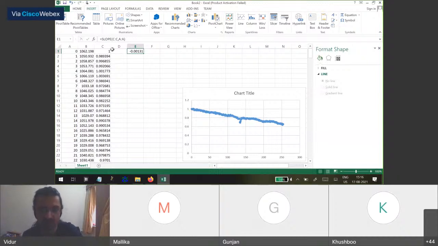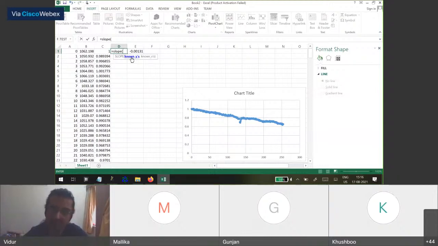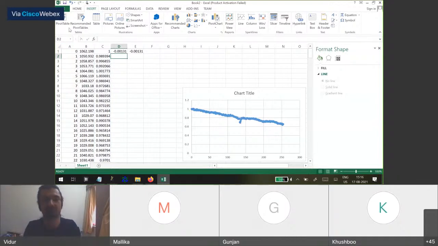So what you do, once you've normalized your intensities, you just have to put equal to slope. And in Excel, this is a wonderful thing where it will take all of your normalized Y intensities. It also gives you hints of what is needed there. So here it's asking us to put some known Ys. So we will put this entire column C, which is our normalized intensity. Then put a comma. And now it's asking for known X's, which is our time. And we'll put that and just press enter. So this will give us a slope.